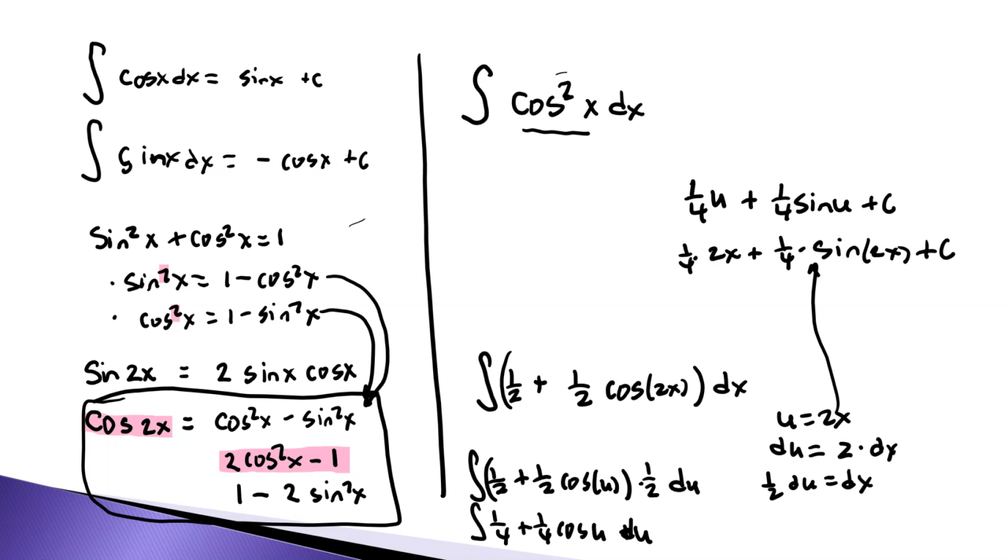This is going to come up in the next couple weeks. We're going to see some things that have a cosine squared of x or a sine squared of x dx, and there's not a really good way to handle that unless we use this double angle identity, and then it becomes quite easy.